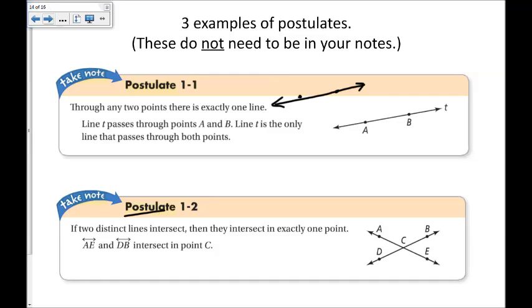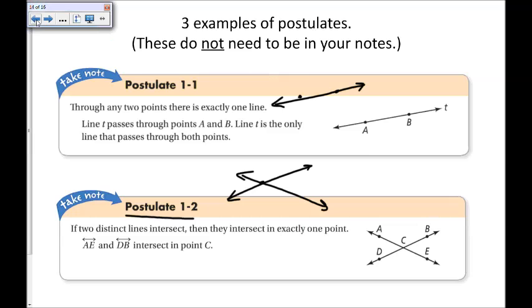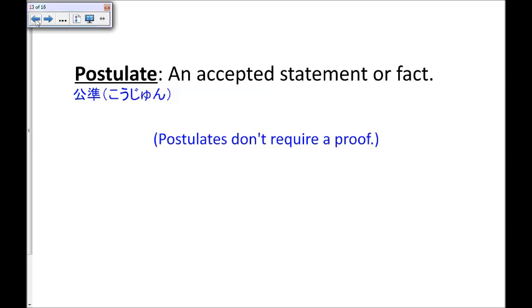Postulate 1-2. If two distinct lines intersect, so if two lines intersect, then they intersect in exactly one point. And here is the third one. If two planes intersect, then they intersect in exactly one line. Okay? So these are an accepted statement or fact that doesn't require a proof.